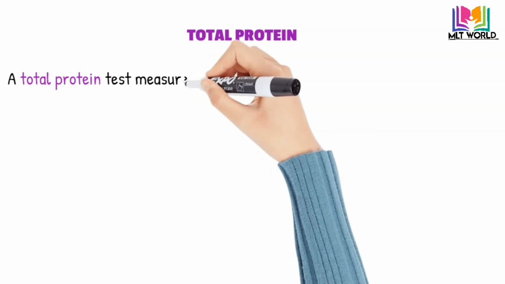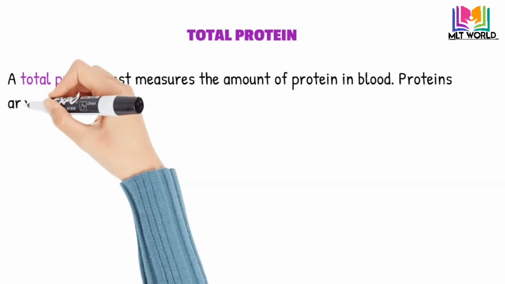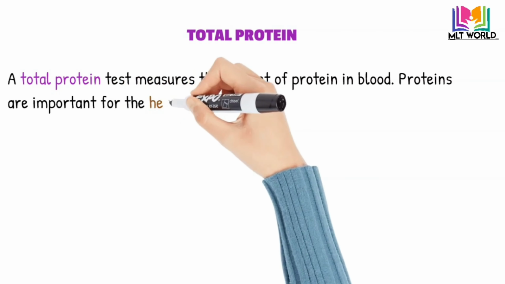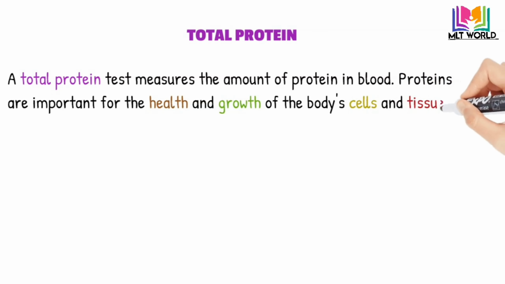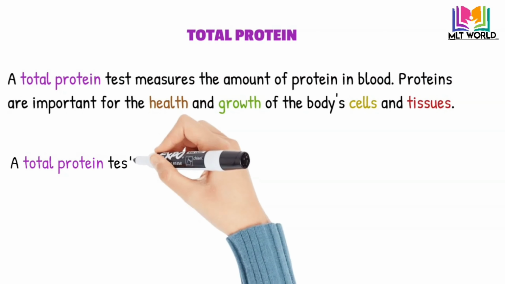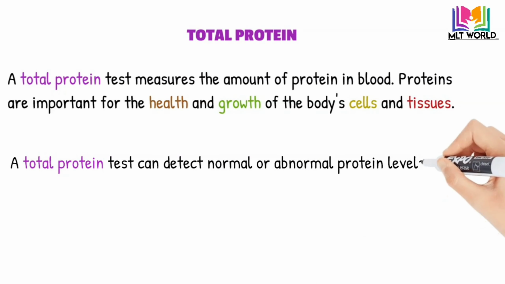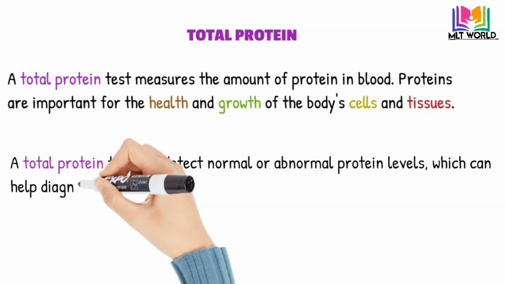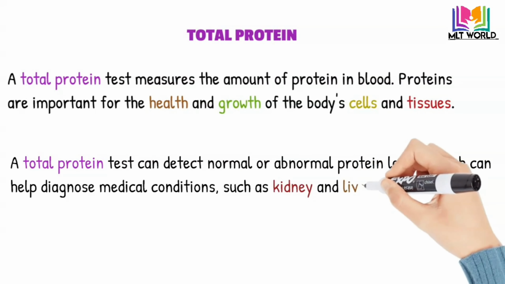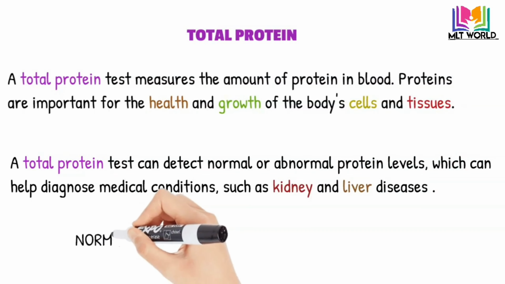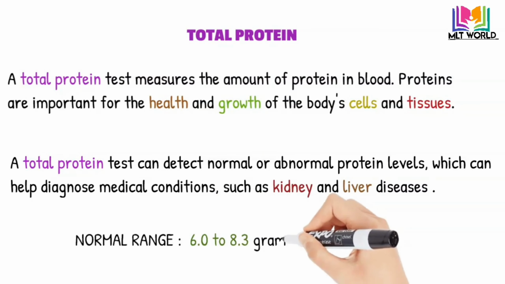Total protein is a test that measures the amount of protein in the blood. Proteins are synthesized by the liver also. As we know, proteins are important for the health and growth of body cells and tissues. So the total protein test can detect normal and abnormal protein levels, which can help to diagnose medical conditions such as kidney and liver diseases. If there is any liver disease, total protein level will decrease. Normal range is 6.0 to 8.3 gram per deciliter.